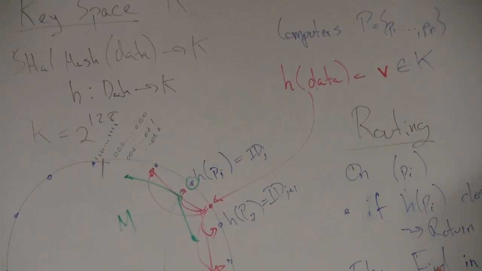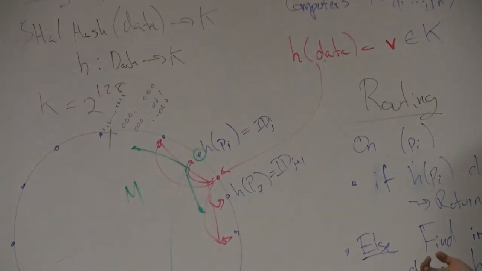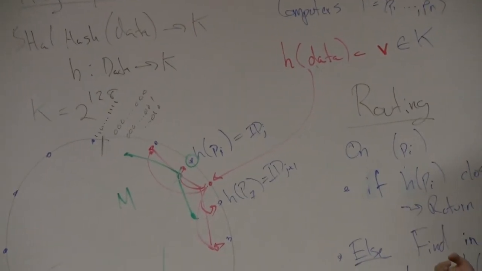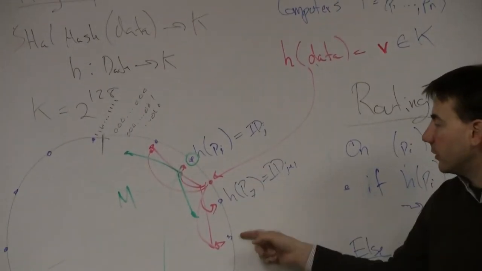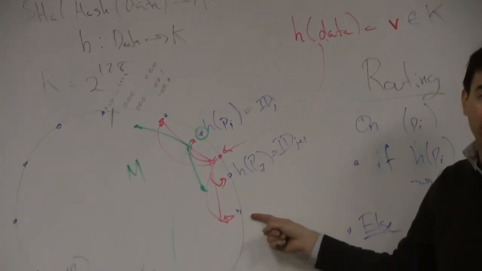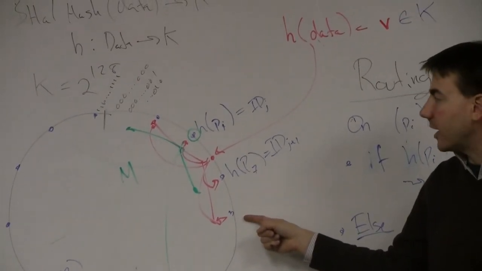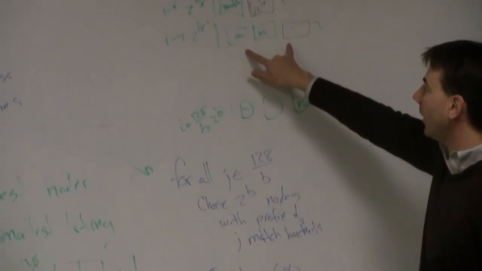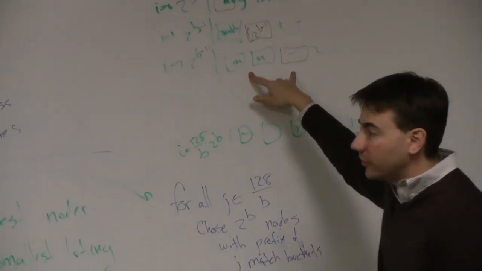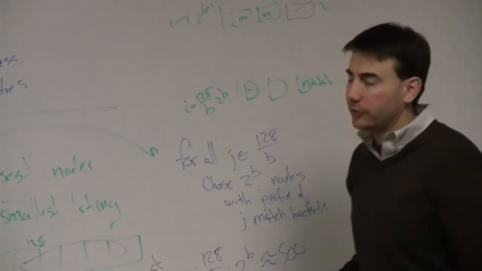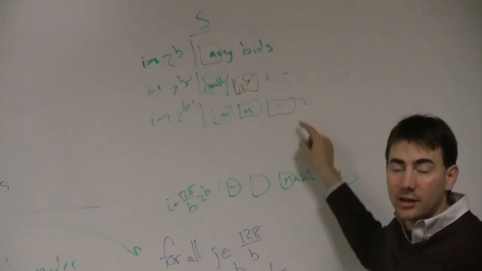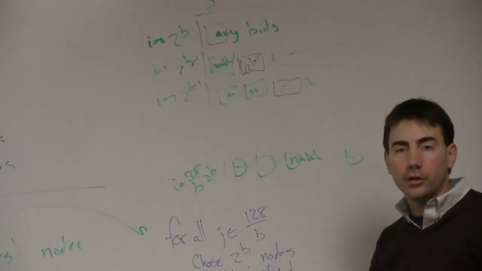But if instead there are only something like 1,000 or 10,000 nodes in the network, then these neighbors are going to be much larger jumps in the key space. That means these neighbors may only match on maybe the first five buckets, but they're still neighbors in the key space. So when I route, I only need to make five steps among the buckets, and then I found one of the nodes that has the data.